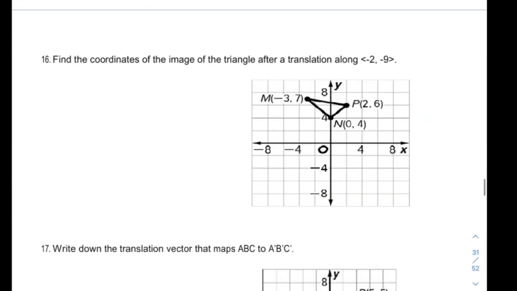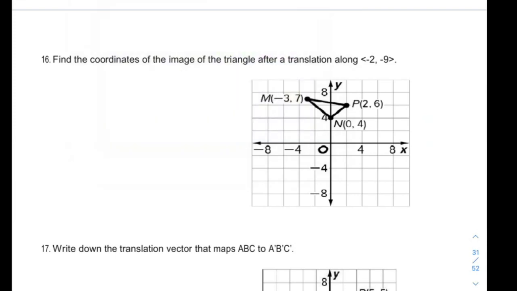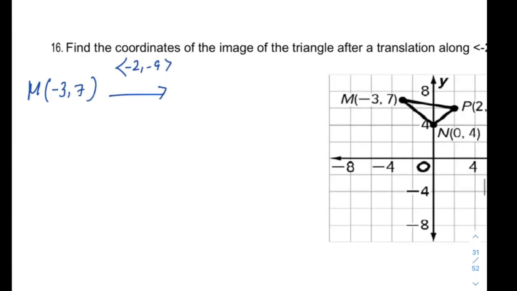Find the coordinates of the image of the triangle after a translation along -2 and -9. So we will take one by one. We have M was -3 and 7. All of the points will be under the same translation vector, which is -2 and -9. So we are going to add to find the image. -3 plus -2, -5. 7 plus -9 is -2.